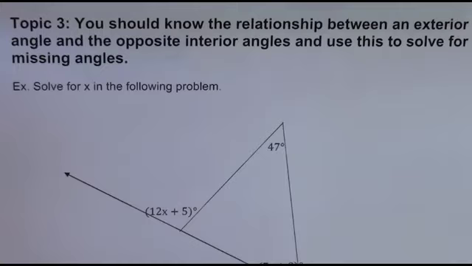Geometry 1, Chapter 5, Topic 3. You should know the relationship between an exterior angle and the opposite interior angles, and use this to solve for missing angles. So example 1, solve for x in the following problem.